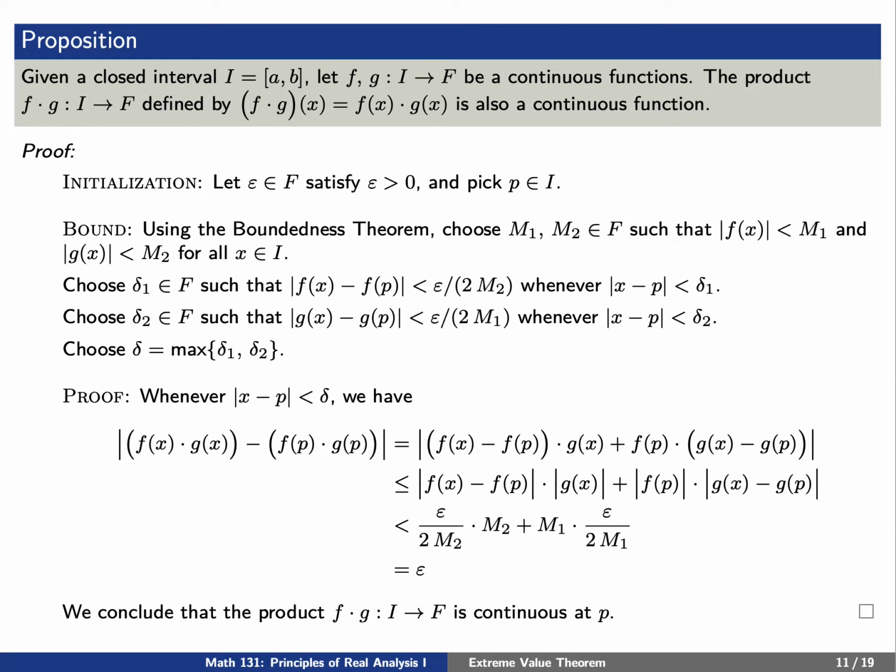Whenever x minus p is less than delta, we'll simply use the triangle inequality and a clever identity to see that f times g evaluated at x minus f times g evaluated at p will be less than epsilon. We can conclude now that the product f times g is continuous at any point P.